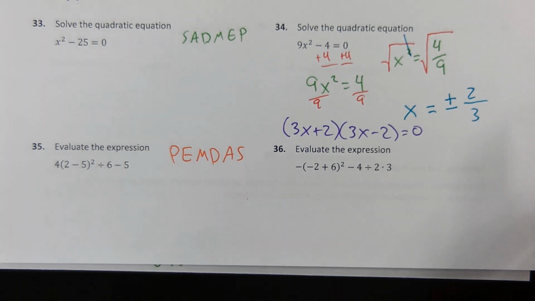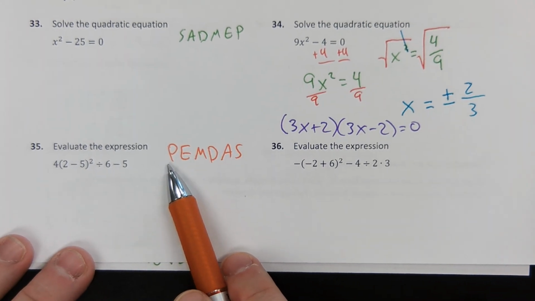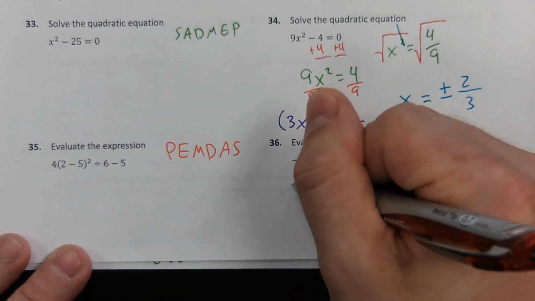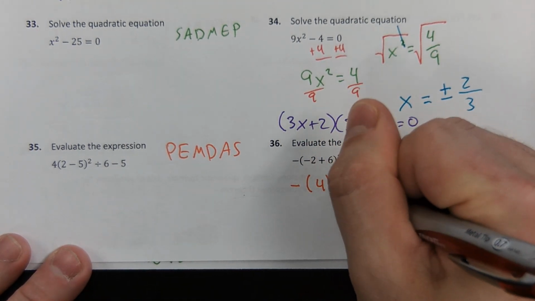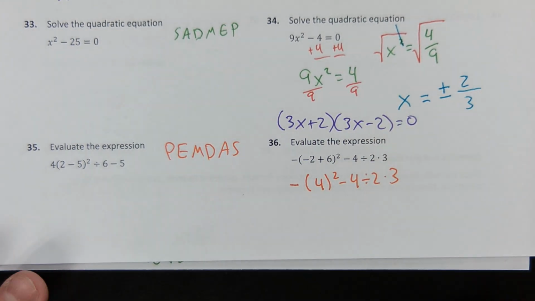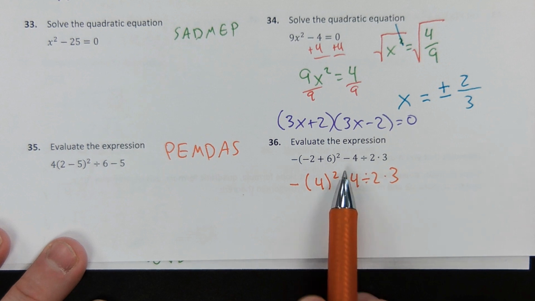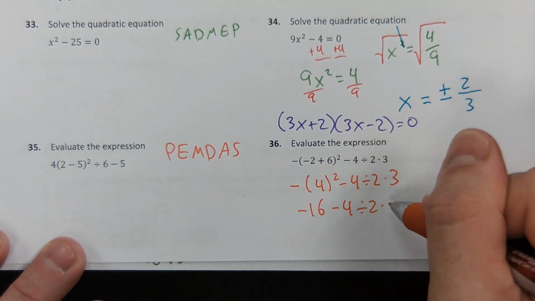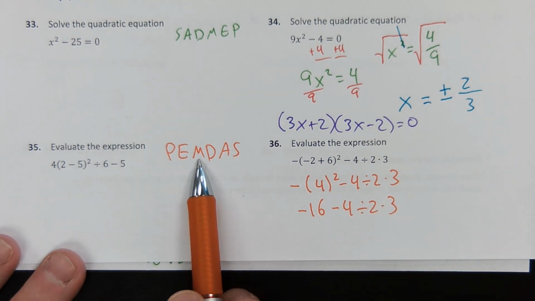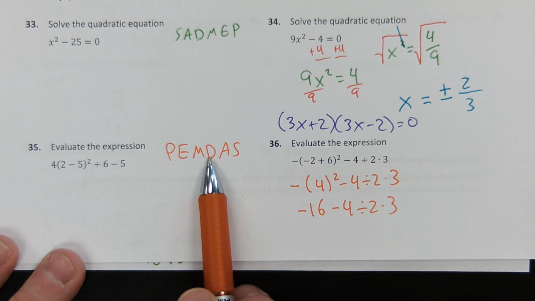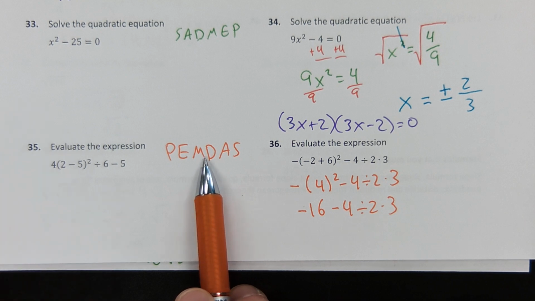Anyway, parentheses. That means go inside the parentheses and see what you can do. -2 plus 6 is 4. Exponents. Okay, 4 squared, that's 16. Multiplication and or division. Did you know the order doesn't matter? It doesn't matter, multiplication or division. And when you have both, you might as well just do them from left to right.